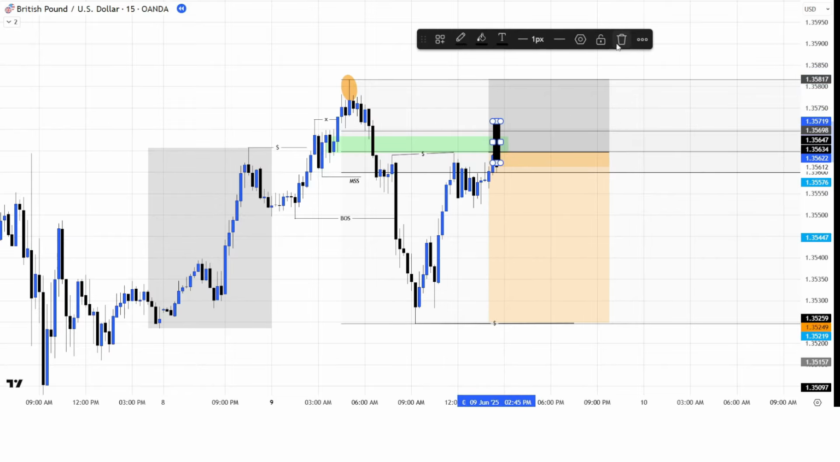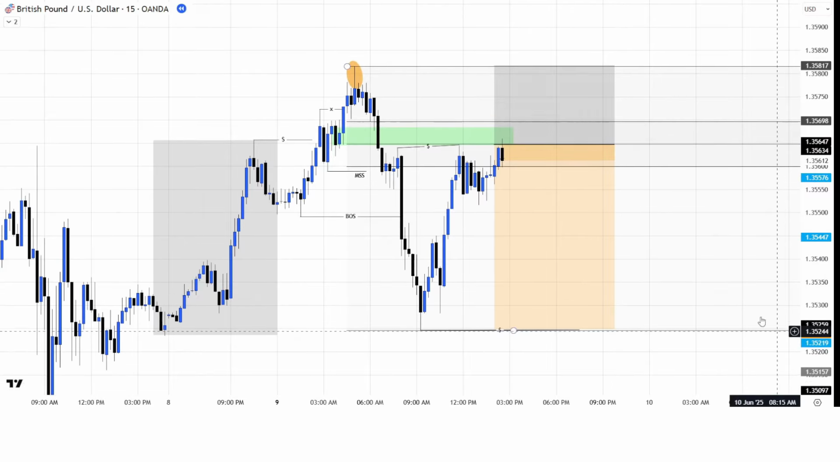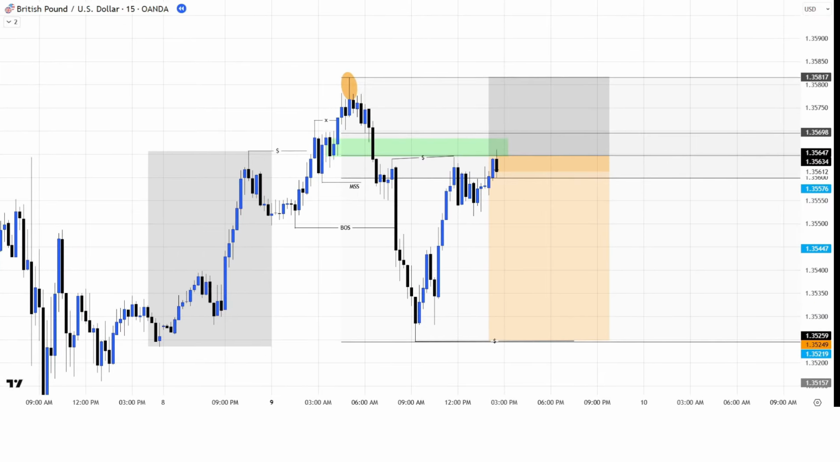But if I get that 15-minute sweep, as you can see, price respected this first high. Let's go again. This second high respected. And then boom, after we get this break right here, we get a break.